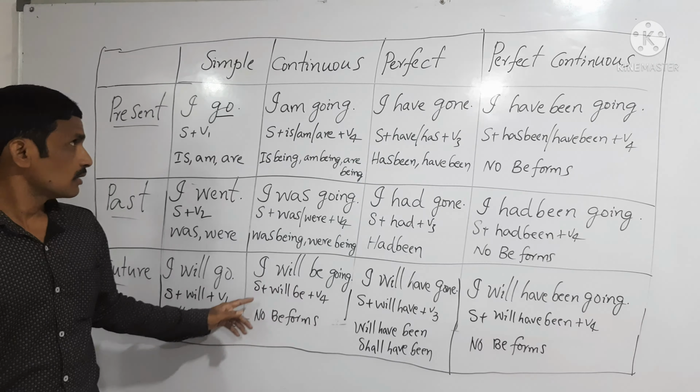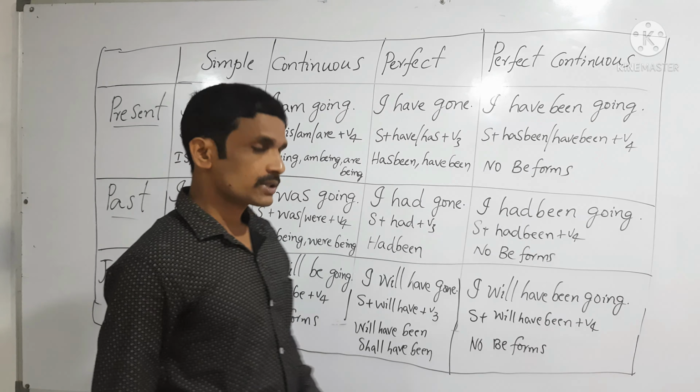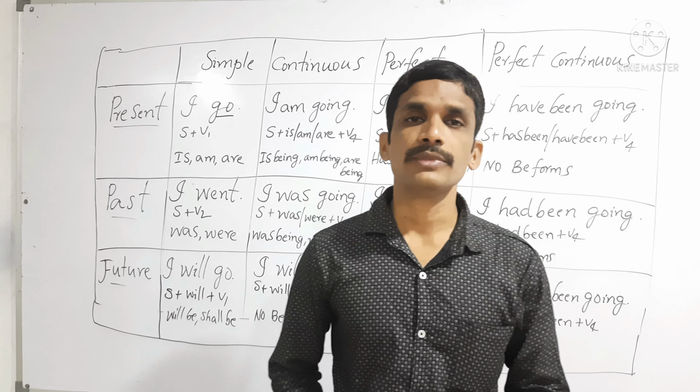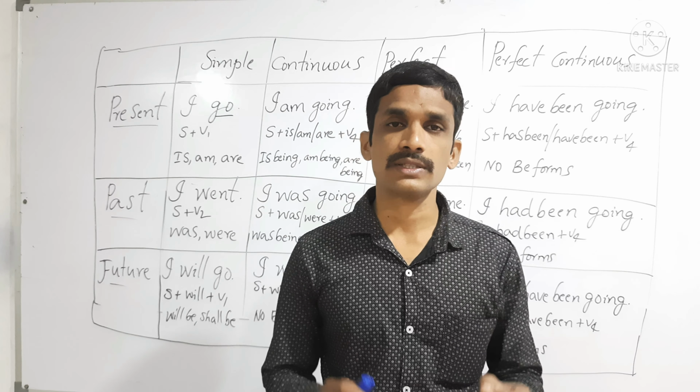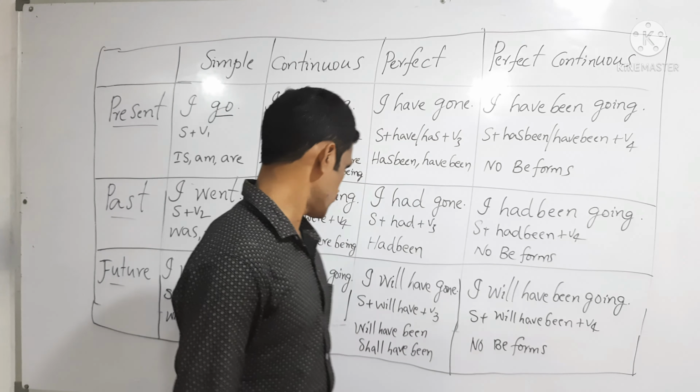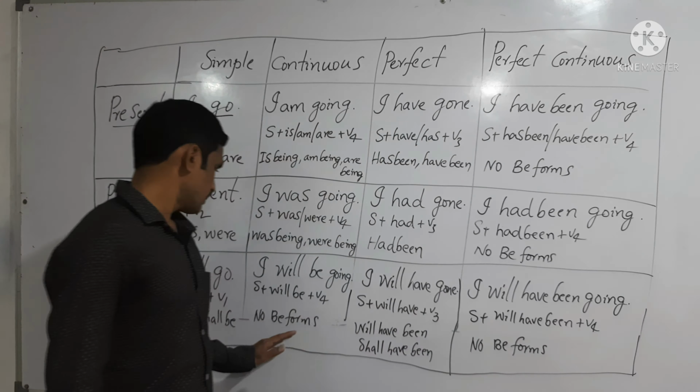Let us see the future continuous tense. Subject plus will be plus V4 is the structure for the future continuous tense. Here, this tense has no B forms.